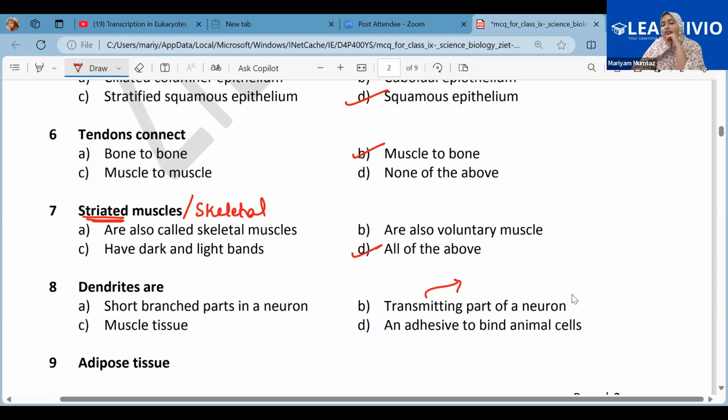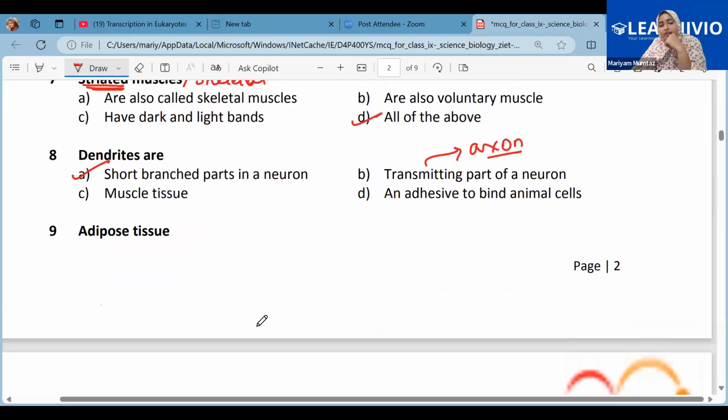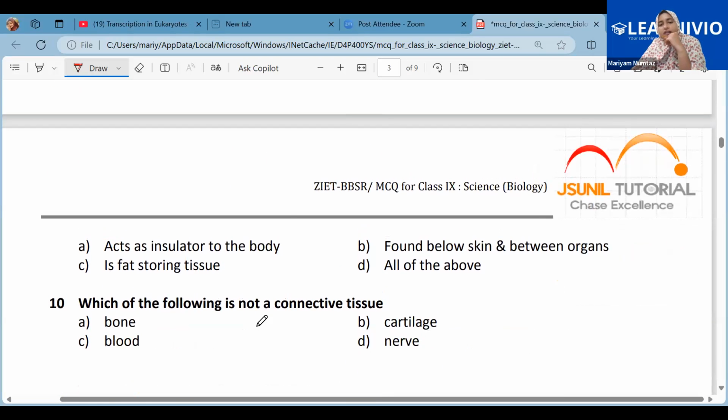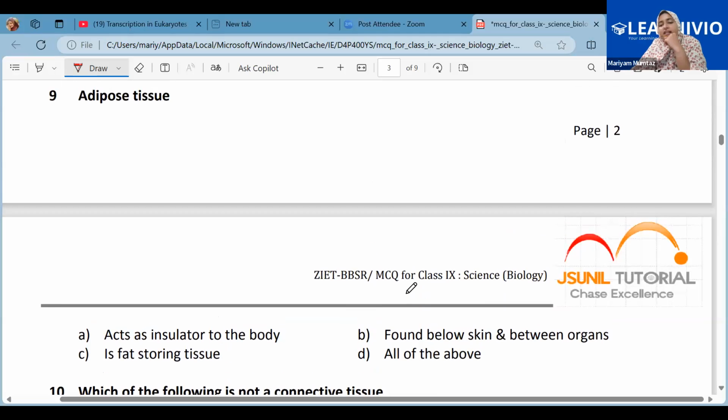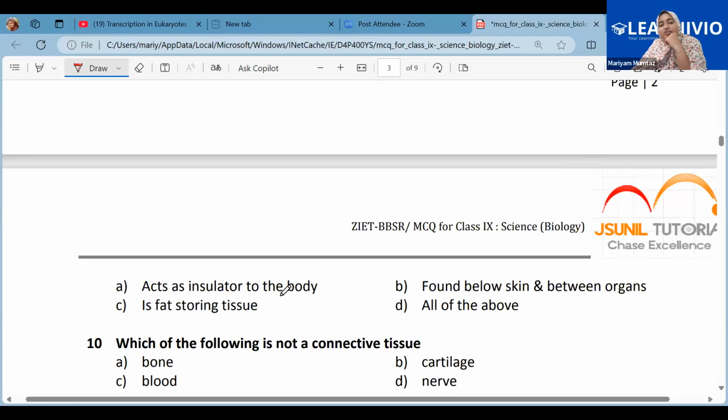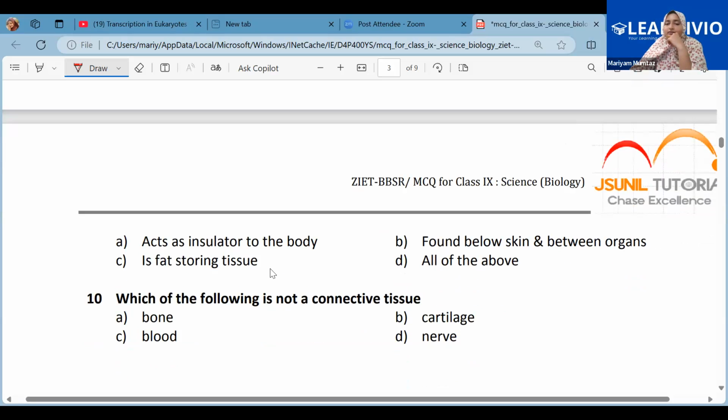Because the transmitting part of a neuron is the axon. Because of the axon only, the nerve impulses get transferred from one neuron to another neuron. So dendrites are short branched parts in the neuron. Now talking about adipose tissue, what does the adipose tissue do? All of the above. Acts as an insulator to the body, found below skin and between organs, is fat storing tissue. Yep, all of the above.